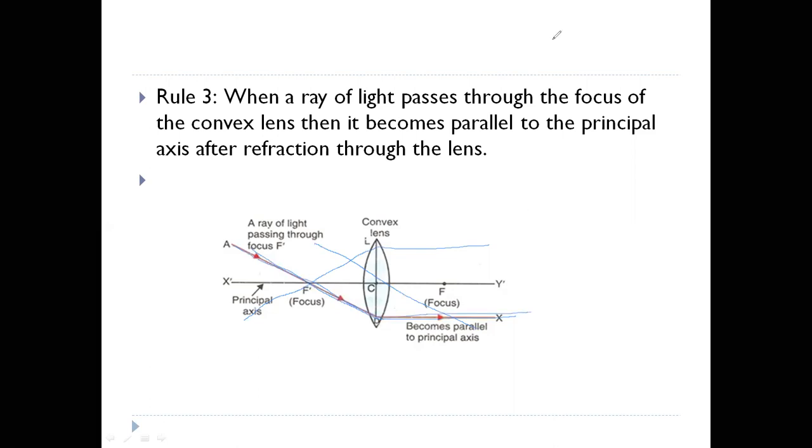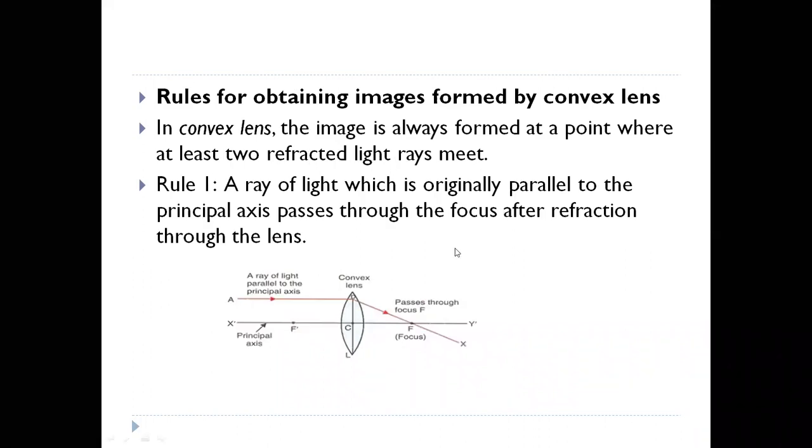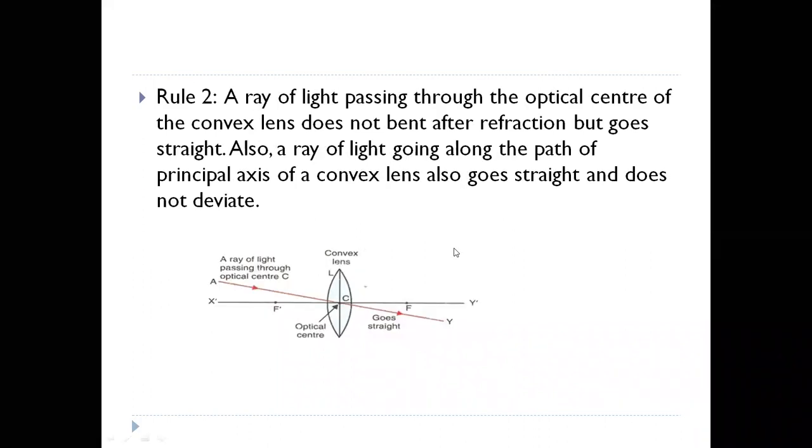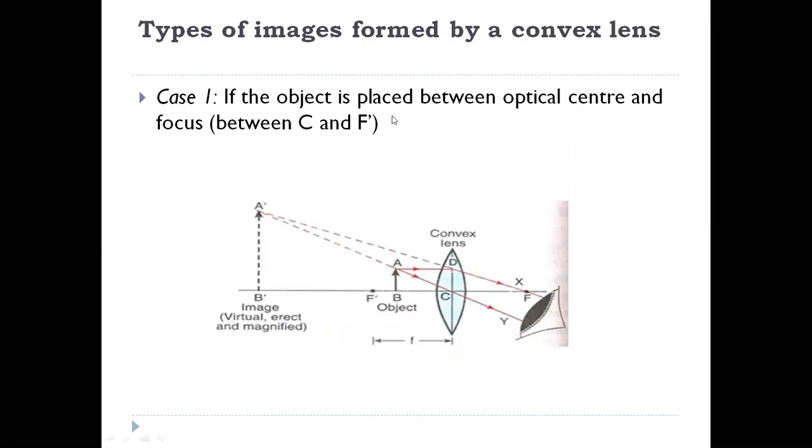So if we are going to make a ray diagram of the convex lens, we can use any two rules out of these three. Either this rule, this rule, or this rule, any two of them can be used to make a ray diagram. Now, the image formed by the convex lens. It is not specific which is the first case; we can choose any one.